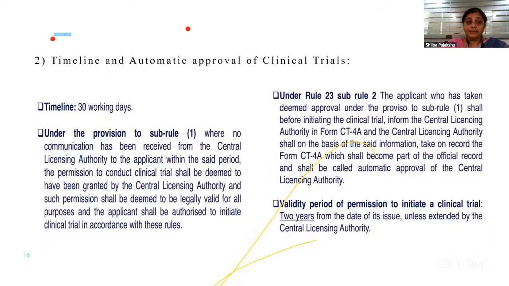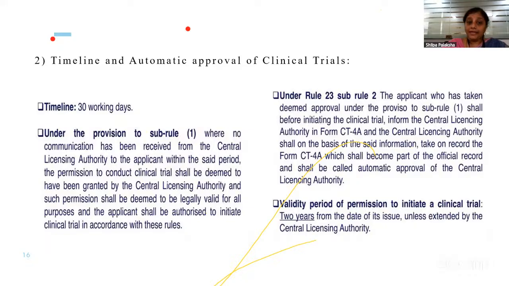When we are looking at the regulatory aspect, the timeline mentioned here is usually 30 working days. Under the provision of sub rule 1 for the timeline, where no communication has been received from the central licensing authority by the applicant within the set period, the permission to conduct clinical trial shall be deemed to have been granted.